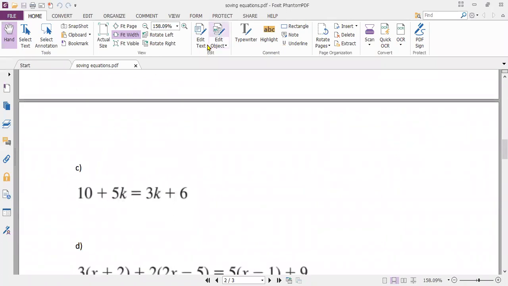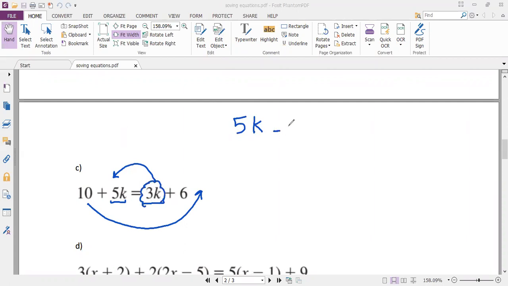This one, the variable is k. I have 5k on the left side and I have 3k on the right side, and I want to get k only on one side. So we can move 3k from the right to the left and change the sign, and we can move 10 from the left to the right and change its sign. So we write 5k as it is and move 3k from this side and change its sign, negative 3k, equals.